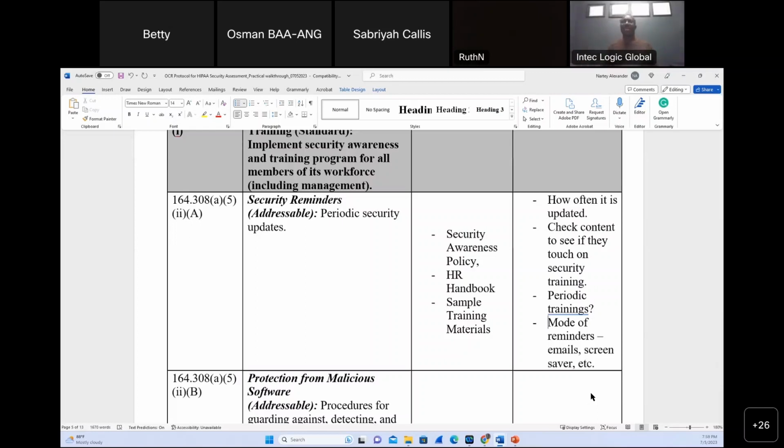So these are the security reminders that HIPAA says you can send out or do to keep your workforce in constant remembrance that there are security issues out there. So always make sure that they are aware and they don't fall for it.